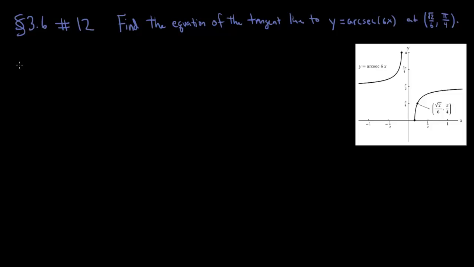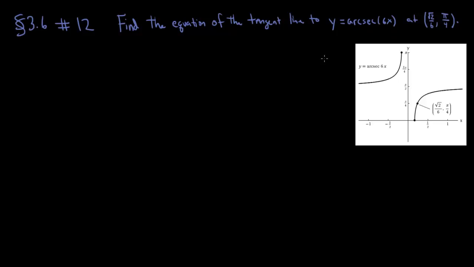Alright guys, we have a question today. A question about inverse trig functions. Here we are trying to find the tangent line to the curve arc secant 6x at this point. Now we are in section 3.6. This is number 12 for your homework.